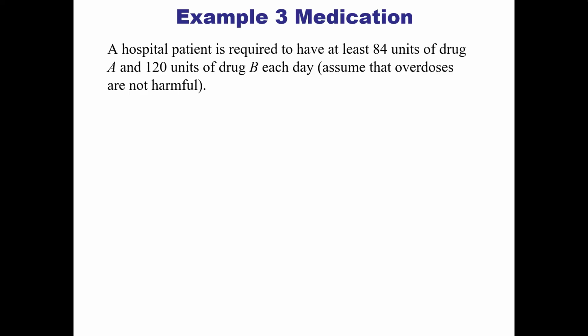All right, and here we have one last example. This is with medication. It says a hospital patient is required to have at least 84 units of drug A and 120 units of drug B each day. Now assume that overdoses are not harmful.